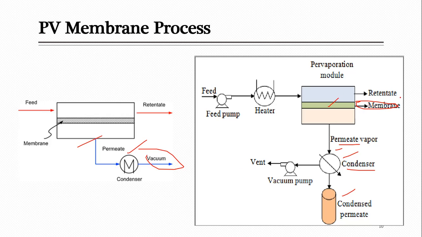Suppose there is another stage, so this retentate will go to the other stage. It will just pass through another heater so that you just heat it up, so evaporation takes place easily through this membrane.